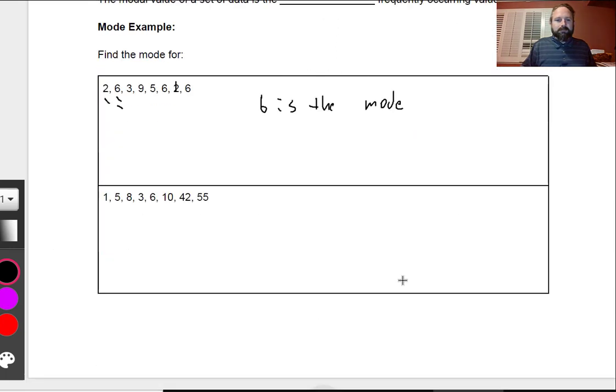Next up. Now say I have 1, 5, 8, 3, 6, 10, 42, 52. Well, this doesn't have any mode, so I'm going to say no mode, because there is no most. Now hold on for a second. If a set of data had two of the most frequent numbers, like let's say there were two 2s in this one and two 6s, then this would be bimodal, but we'll get to that when we get to that. At the moment, we're good.